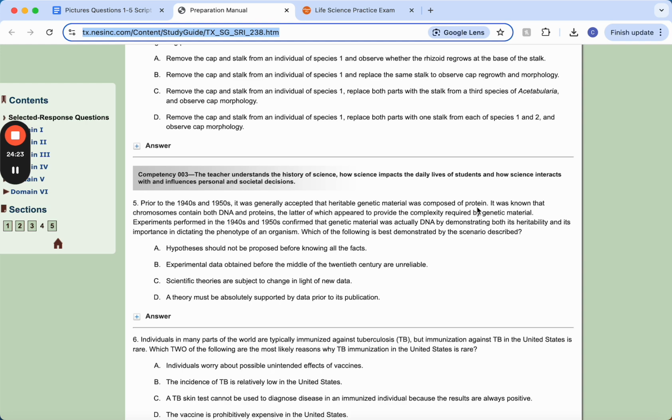So B is incorrect because a lot of what we found before the 20th century is reliable and is actually still found to be accurate today. It's just that this particular experiment was not. But there's plenty of science from the 20th century that is still accurate. And we're going to skip C and come back to that. So D is also incorrect.